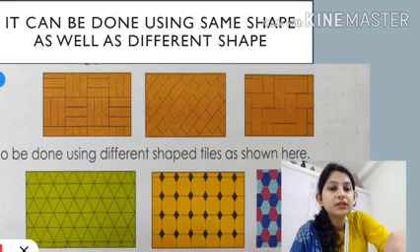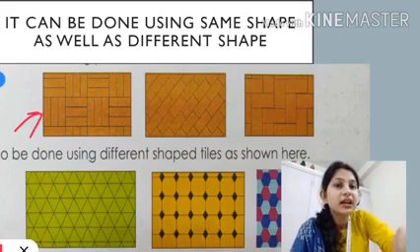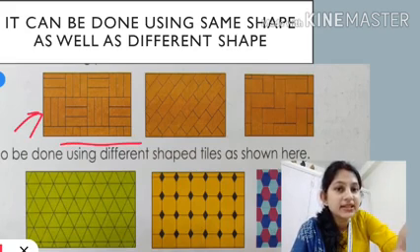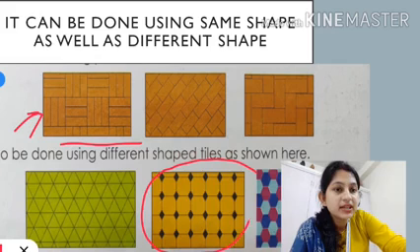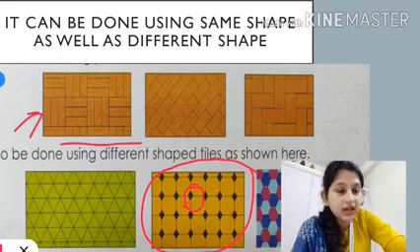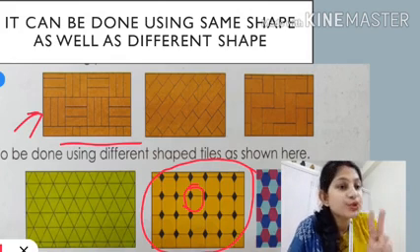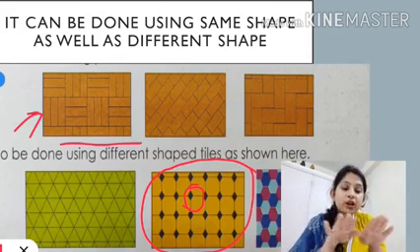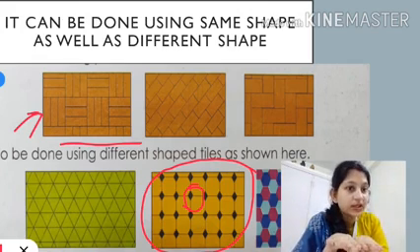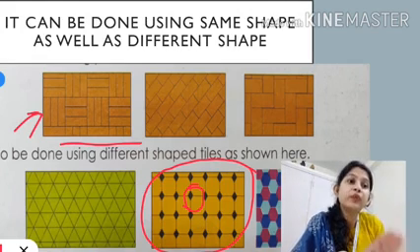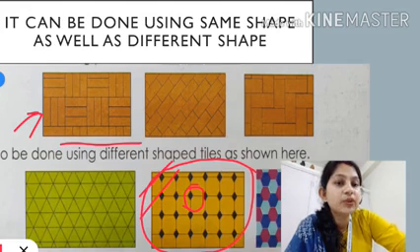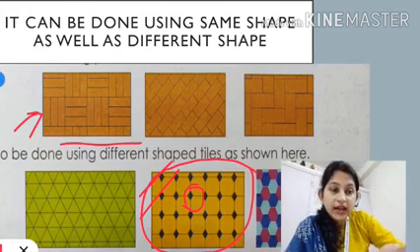See here in this picture, tiles are arranged like this. A single shape has been arranged. While in this picture, students, you can see in the center one shape and this black one, it is a rhombus type of shape. So two shapes have been placed very near to each other without any gap or overlapping, so that this particular tiling has been formed.